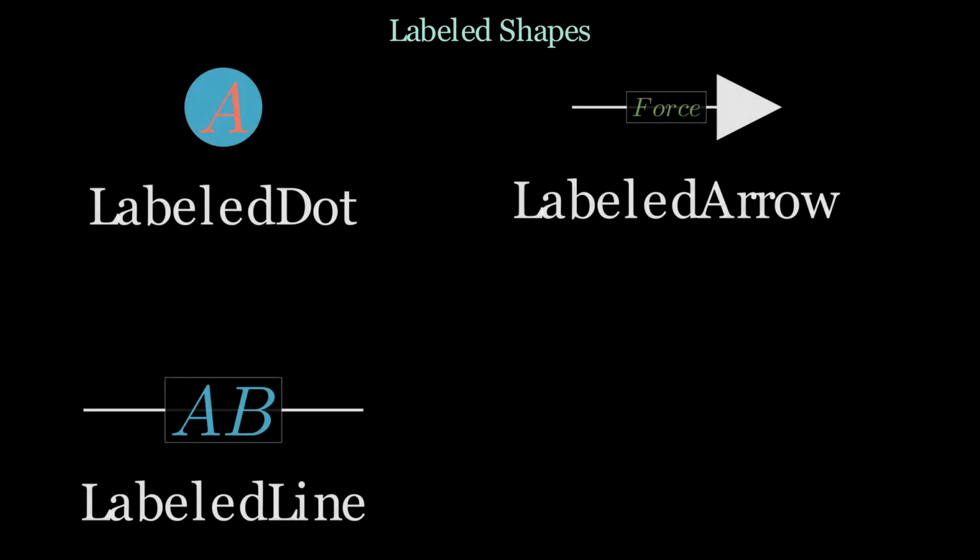Now we have some labeled shapes. Labeled shapes include labeled dot. So there's a dot which is labeled. You can simply label, say, dots with numbers. There are labeled arrows. There are labeled lines.